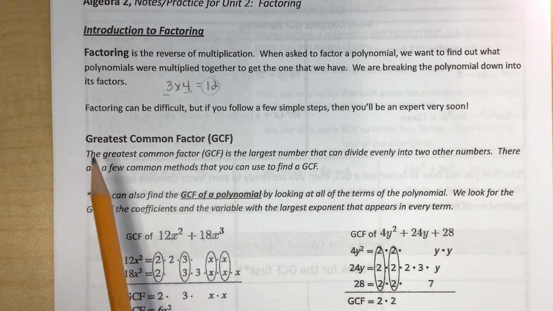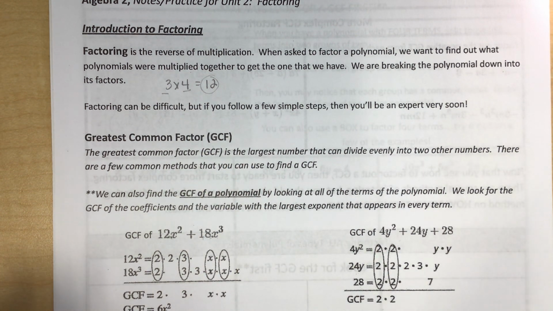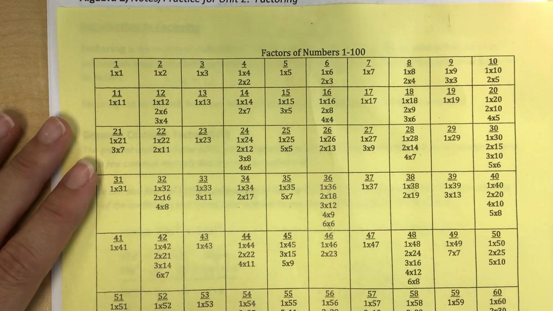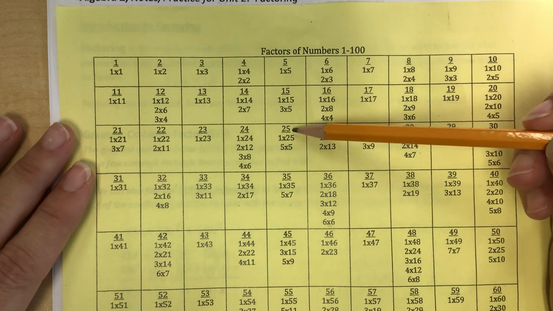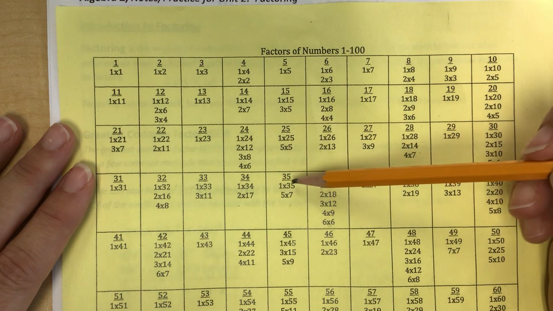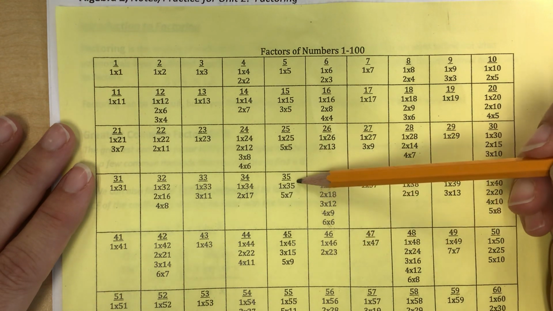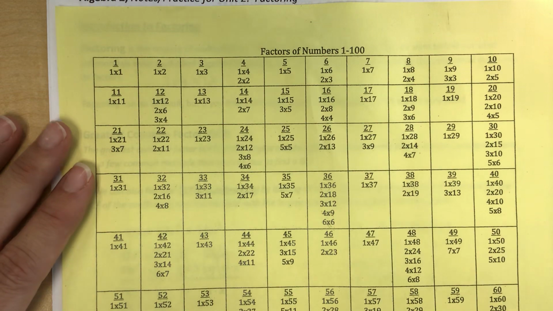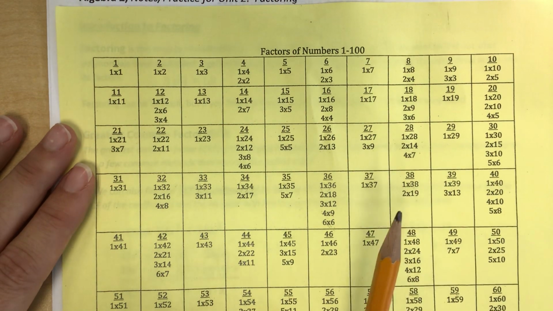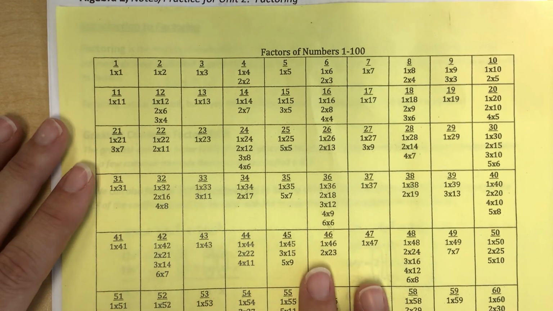All right, so our first method is called the greatest common factor. Remember that a factor, and you also have this yellow paper, lists all the factors for every number from 1 to 100. If we look at 25, the factors of 25 are 1, 25, and 5. For 35, it's 1, 35, 5, and 7. These are all factors of 35 because these numbers multiply together to give us 35. You absolutely can use this, and the students used this on the quiz as well. So you're going to have access to this.